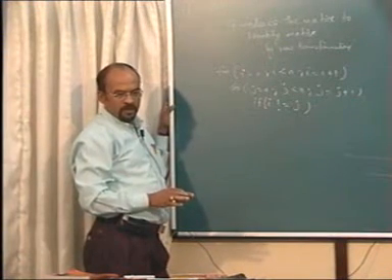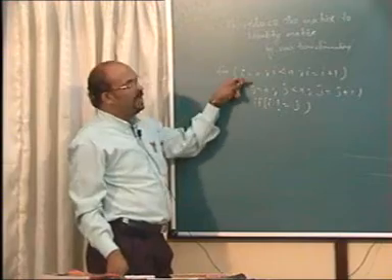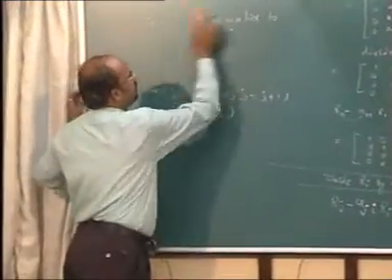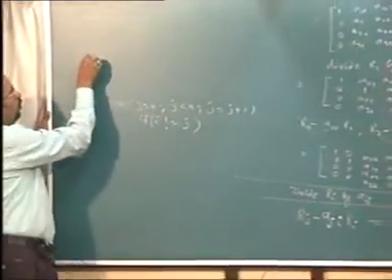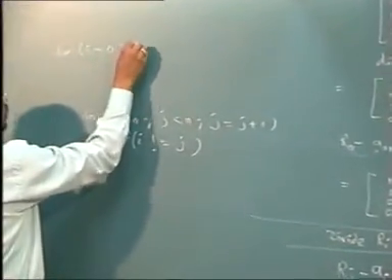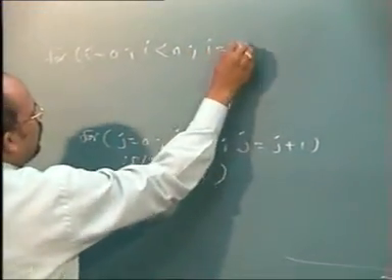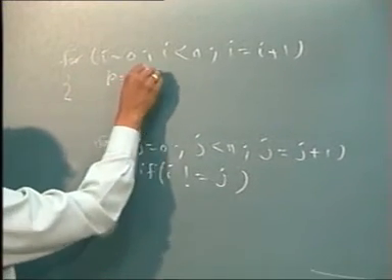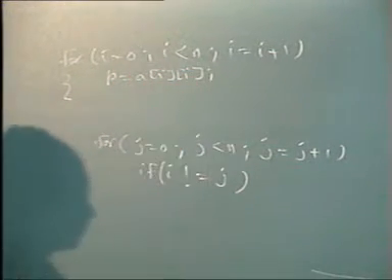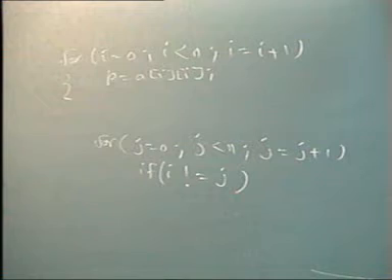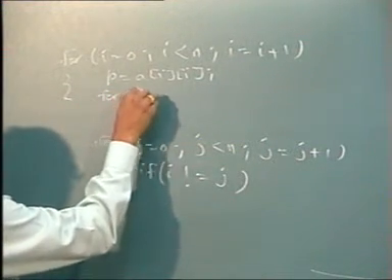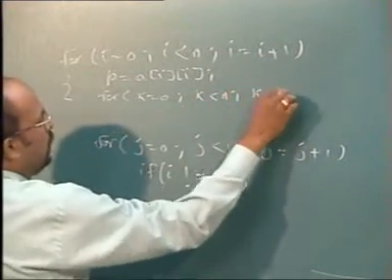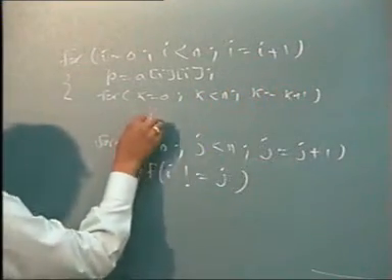But before I go for this job, there was a divide job which I have not done here. So that division job should be done as: I will pick up some P which is A of ii, that is the value at ii position, and then for k equal to 0, k less than n, k equal to k plus 1, it will be A of ik.